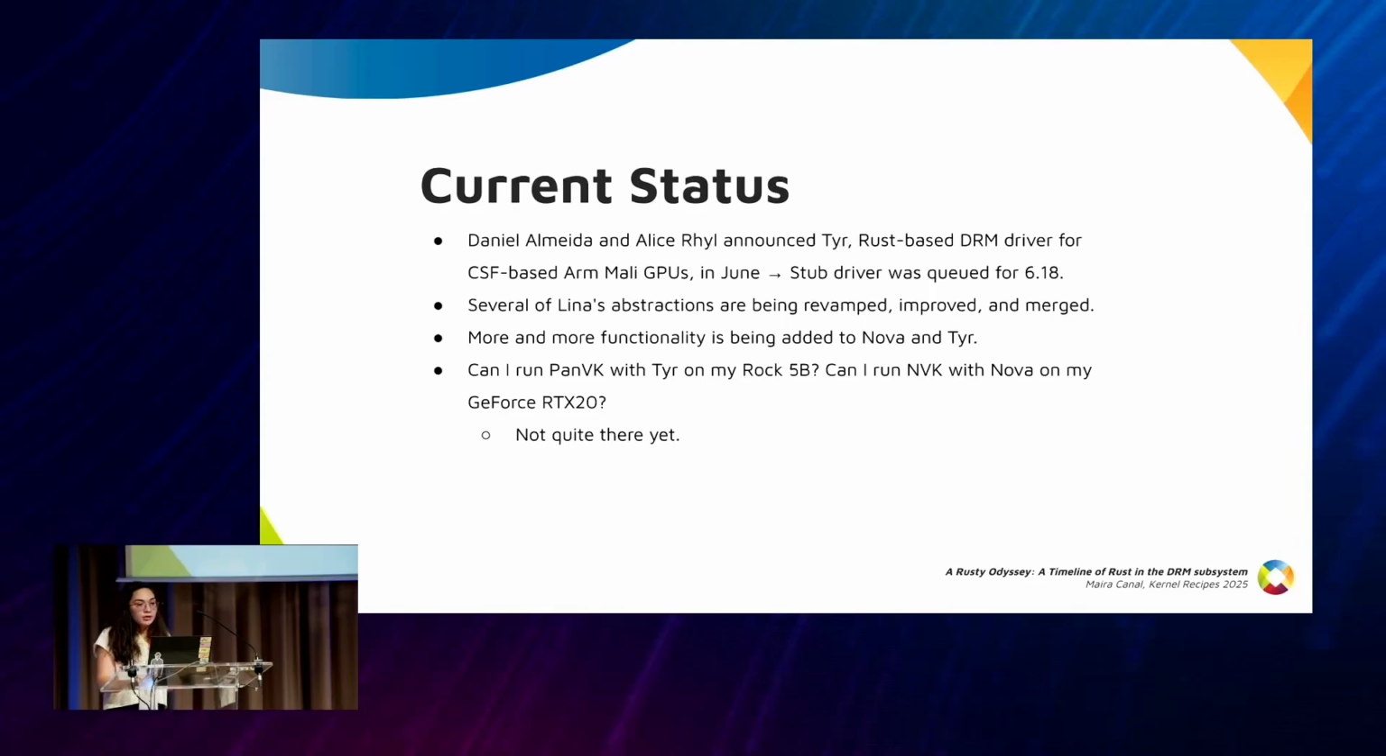Daniel himself, with Alice, announced the Tyr driver in June, and it's a Rust-based driver for CSF-based ARM Mali GPUs, and the stub driver is already queued for 6.18. Also, several abstractions from Linux itself are being revamped, improved, and merged at this point. And more functionality is being added to Nova and Tyr. So again, these drivers are in mainline, but they keep evolving.